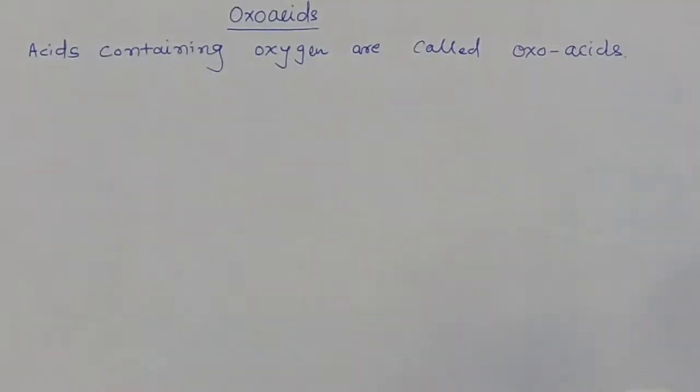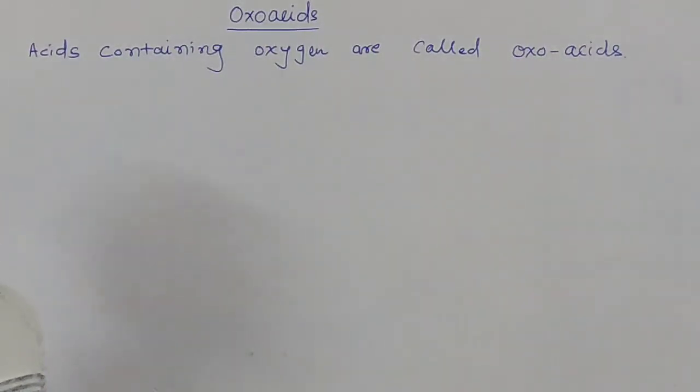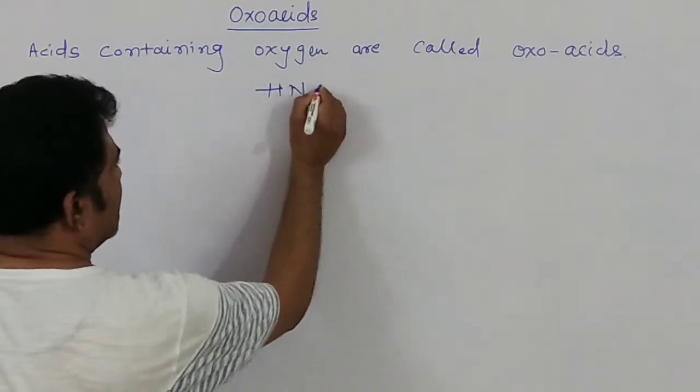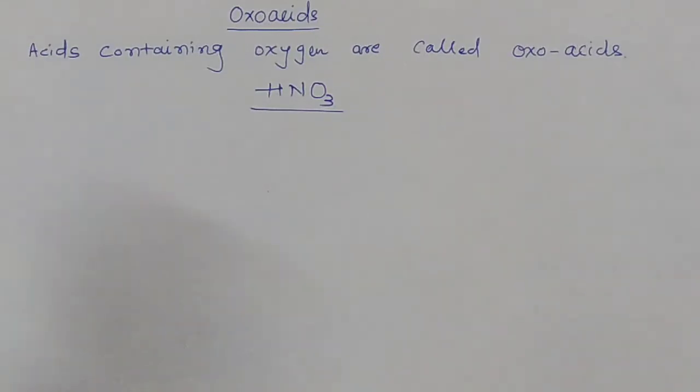So dear students, to draw the structure of an oxo acid, I will take one example first that you are familiar with, the HNO3 structure. That's why I am taking the example of HNO3. How to draw the structure?